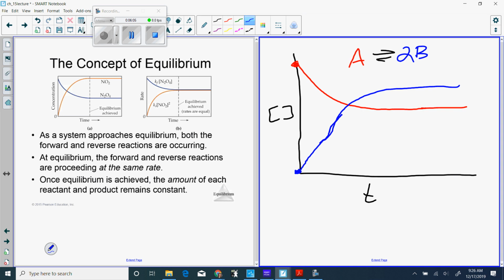I'm talking and drawing at the same time. It should be smooth. Okay. The point where my rate, my change in concentration over change in time, stops changing is when we say equilibrium is reached.